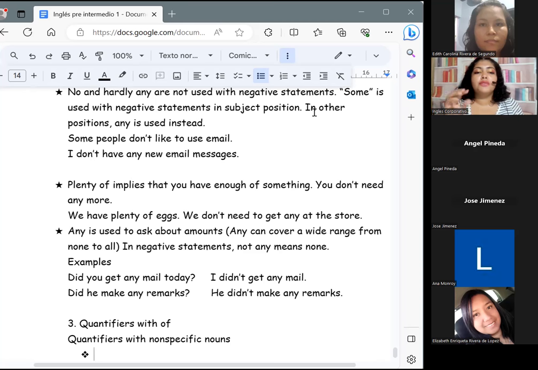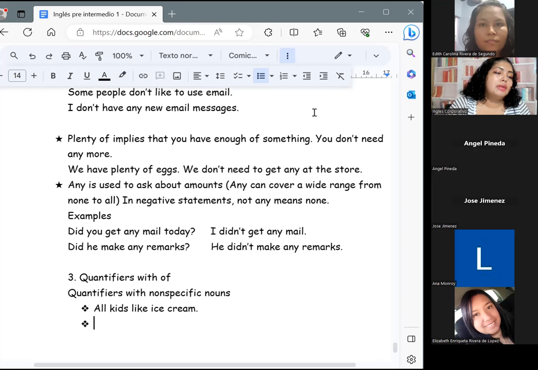So we are going to see first the non-specific noun examples. In this case, we have all. It says, all kids like ice cream. All kids like ice cream. And this means that kids are general. We are not making something specific.